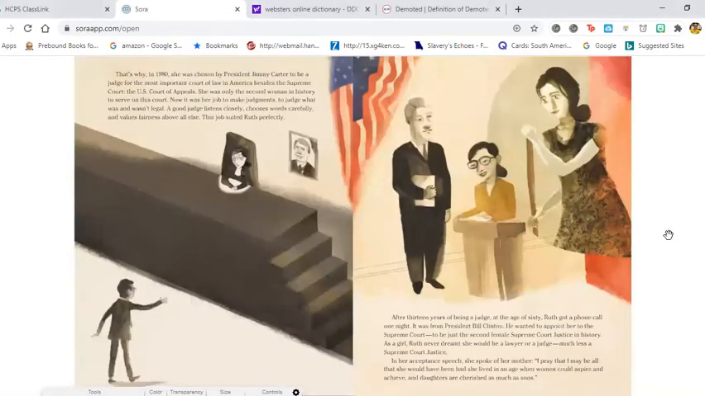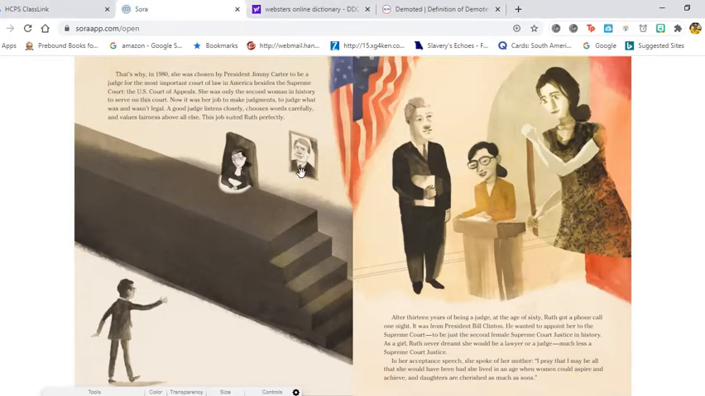That's why in 1980, she was chosen by President Jimmy Carter to become a judge for the most important court of law in America besides the Supreme Court, the U.S. Court of Appeals. She was only the second woman in history to serve on this court. Now it was her job to make judgments, to judge what was and wasn't legal. A good judge listens closely, chooses words carefully, and values fairness above all else. This job suited Ruth perfectly.